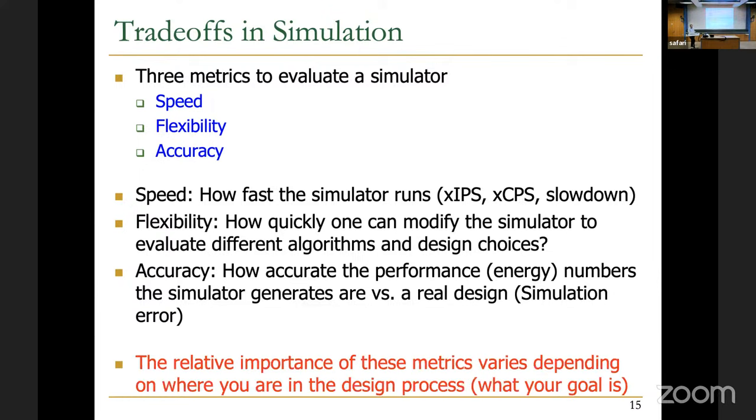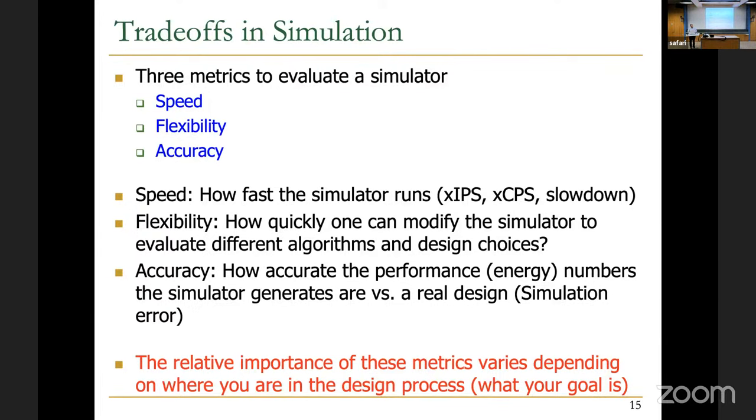So the relative importance of these metrics varies depending on where you are in the design process and what your goal is. Sometimes, when we are at the very high level of design, we don't really care about accuracy a lot, and we mostly care about speed. We want to quickly refine our parameters and our design space exploration, for example.